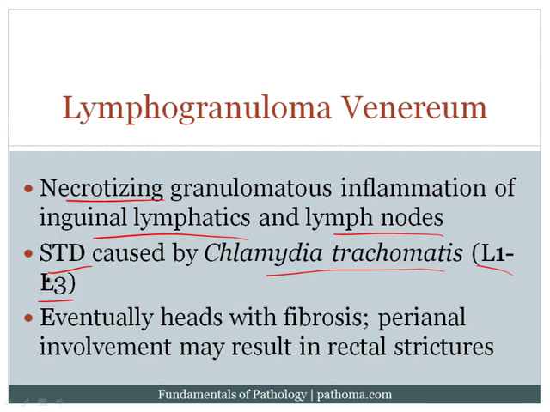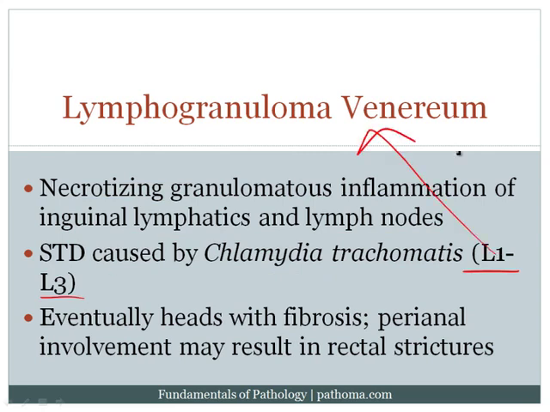Then remember that Chlamydia trachomatis is divided into several serotypes. So there's A through C, which causes trachoma. There's D through K, which causes urogenital infections and conjunctivitis, and then there's L1 through L3. And L1 to L3, as we're talking about here, cause lymphogranuloma venereum. Now, eventually you get healing with fibrosis, but you can get rectal strictures, especially if there's perianal involvement.